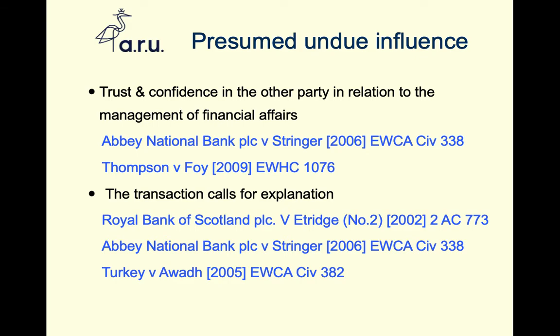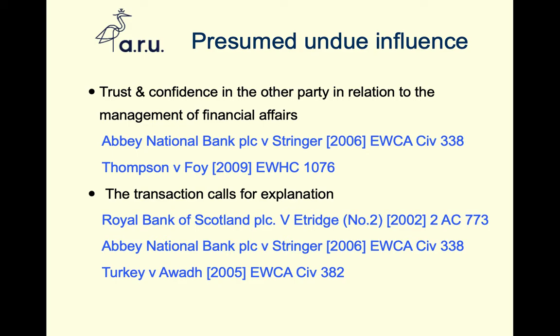So they have to look for these two things. They have to look that there's trust and confidence placed in the party, the wrongdoer, in relation to the management of the financial affairs. So the wrongdoer has to be kind of in control of the victim in some way by taking account and taking control of the financial affairs. And the transaction itself, the agreement or the thing that's being signed for, is unusual or is a large sum. And we'll look at those together.